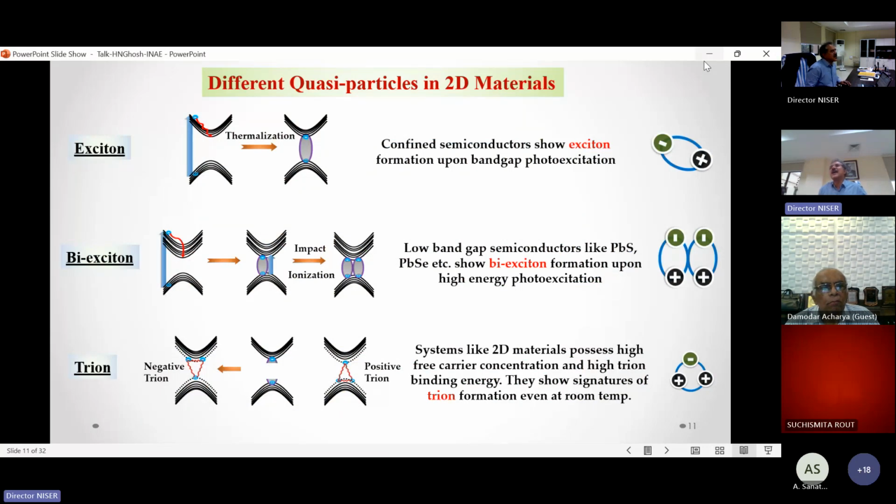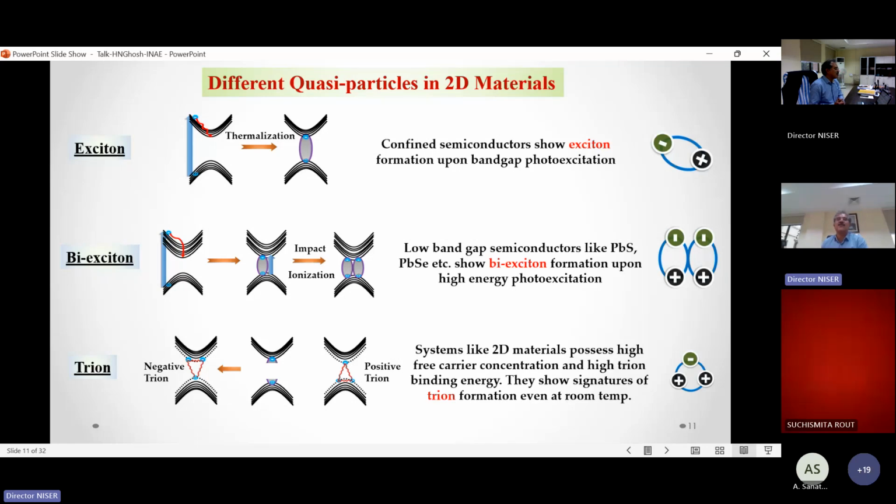When we excite semiconductors, you give a photon energy more than the band gap, so you create one electron and one hole. The electron cools down in the conduction band, and the hole cools down to the valence band, and then eventually, due to the Coulombic interaction, they form an exciton. Any semiconductor material, if you excite it, you can easily form an exciton, like cadmium sulfide, cadmium selenide.